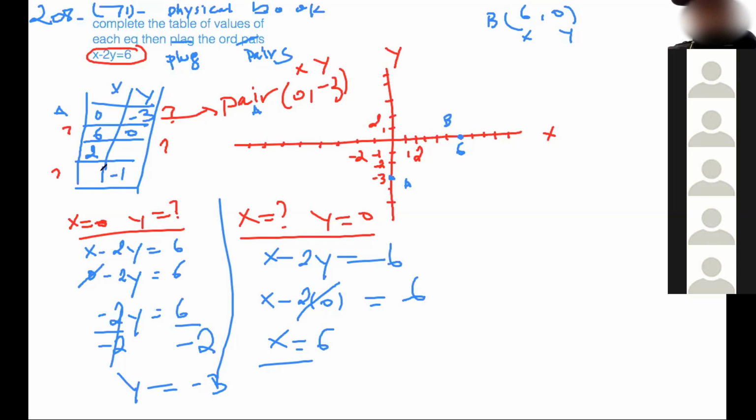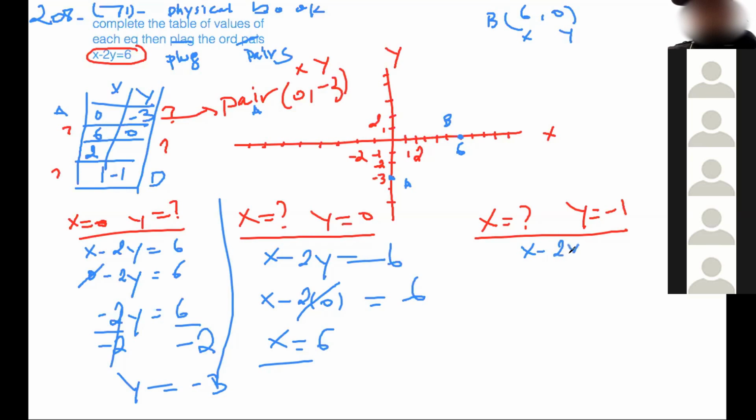And it continues, let's do one more. Let's do maybe this one here. Let's call it D. For this one, what do we know? We don't know x, but we know y, it's negative 1. So we need to find x. How do you find x again? Go back to the equation.